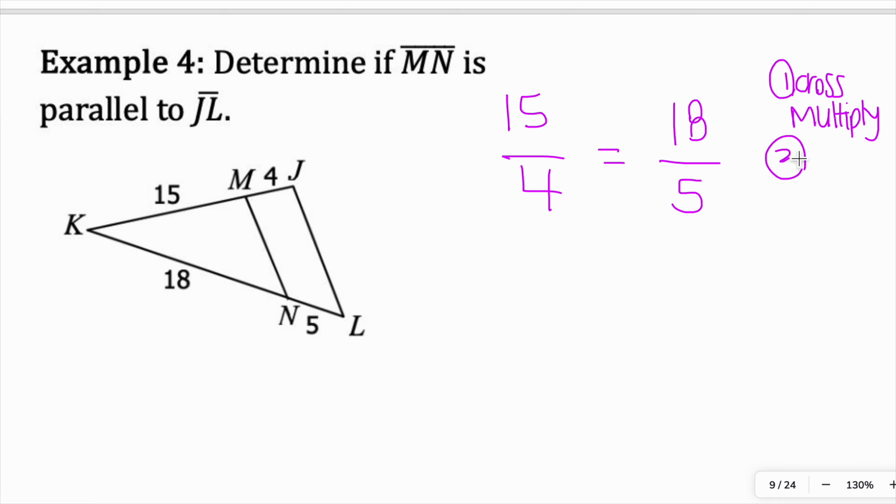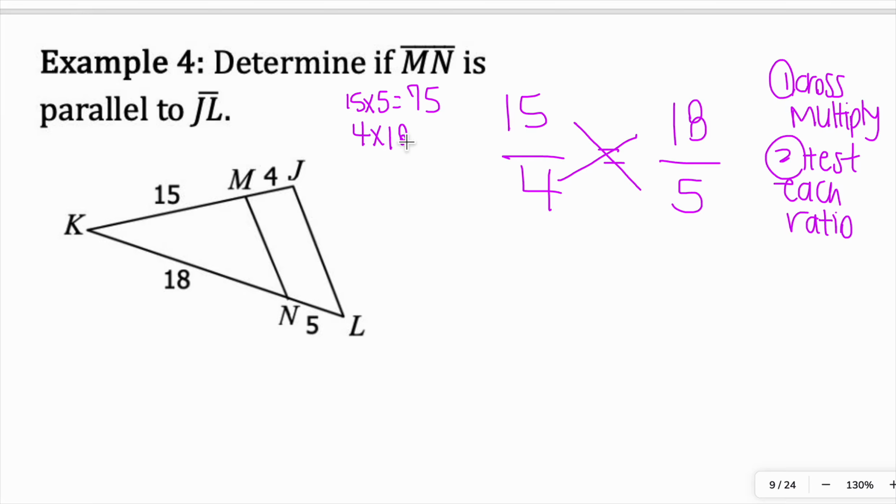And you can also test each ratio. So if I cross multiplied, 15 times 5 is 75, but 4 times 18 is 72. Okay, so 75 does not equal 72. So we would say not proportional.